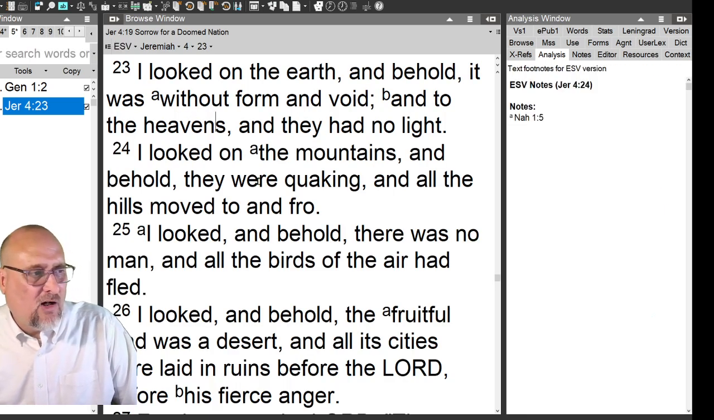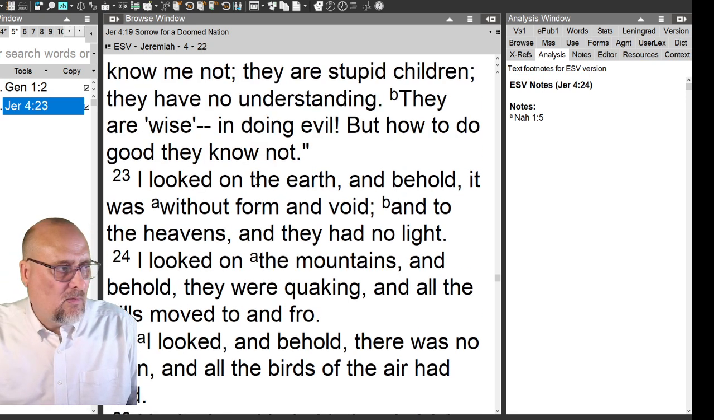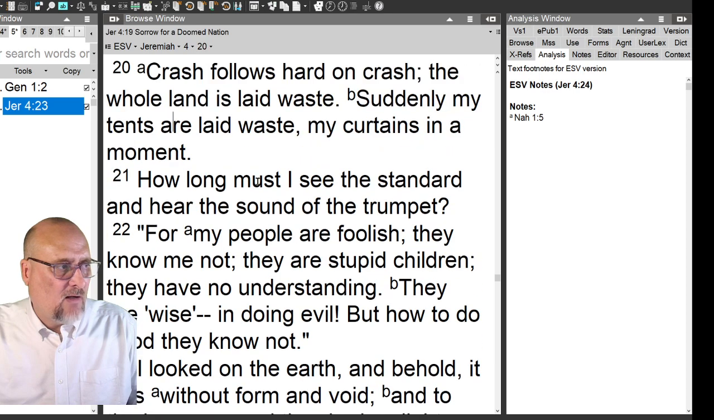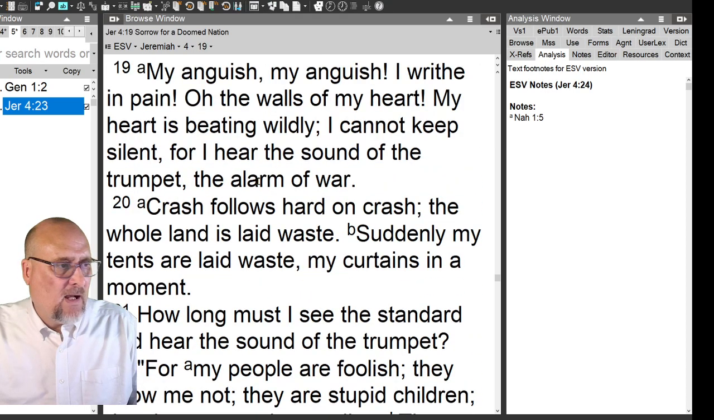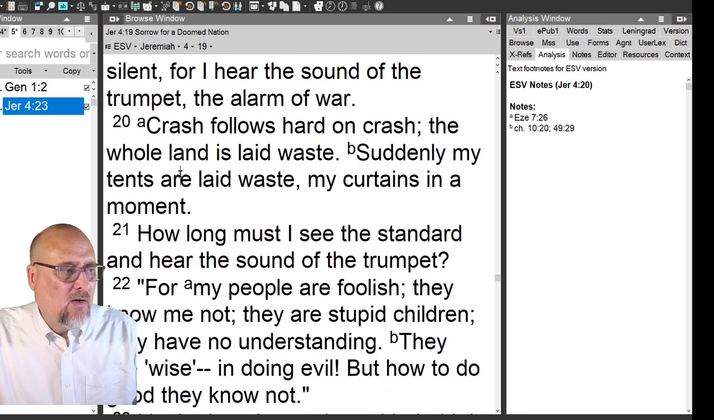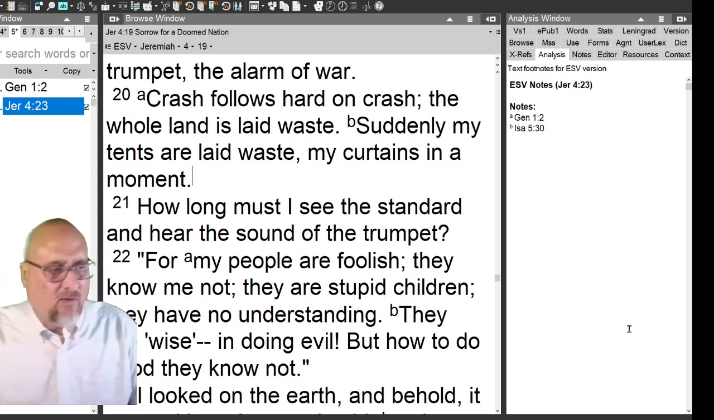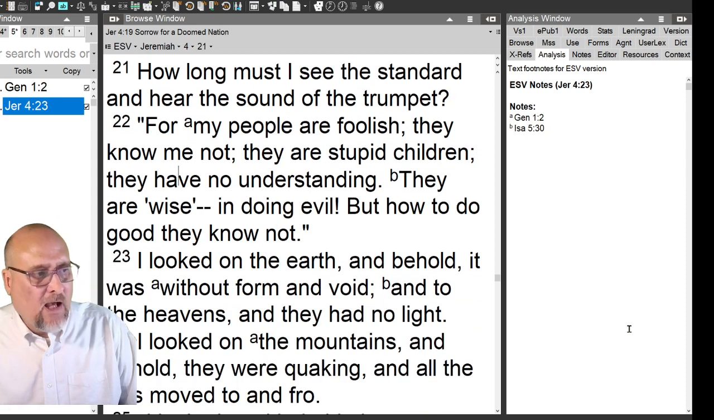I looked on the earth, and behold, it was tohu vabohu. And to the heavens, and they had no light. Well, what's this talking about? My anguish, in pain, oh, the walls of my heart. My heart is beating wildly, I cannot keep silent. Crash follows upon crash, the whole land is laid waste. Suddenly the tents are laid waste, my curtains in a moment. How long must I see the standard and hear the trumpet?